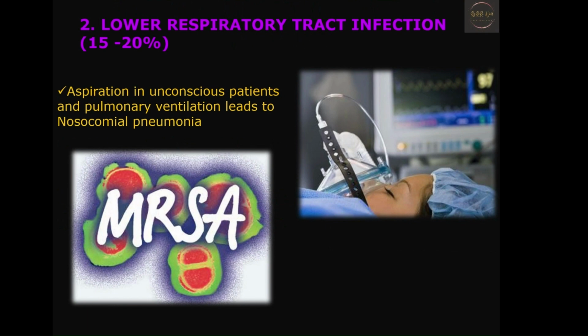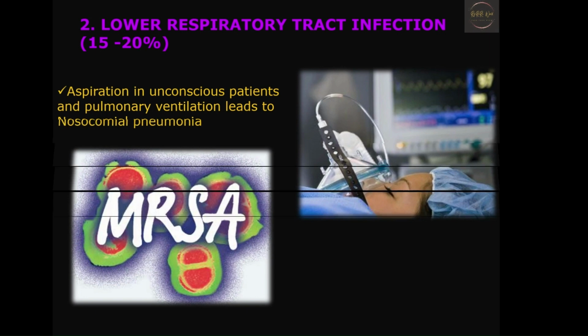Now coming to the lower respiratory tract infection, which covers about 15 to 20% of the infections. The nosocomial pneumonia is the second most common hospital-acquired infection, and it is also the leading cause of death in hospital-acquired infection. MRSA is a type of bacteria that is resistant to several widely used antibiotics. This MRSA is also called a superbug. It can reach the lower respiratory tract to cause pneumonia.